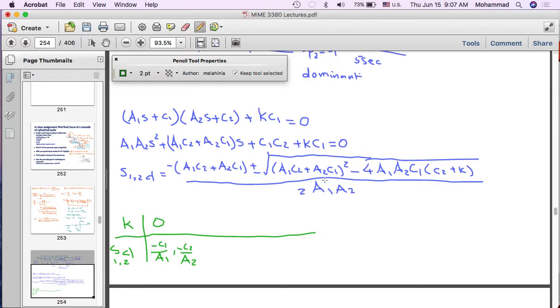It has the potential of becoming larger than this. So at some point, you will start having a negative number under the square root, which means what? Which means the two poles will start having imaginary parts. So let's see if that really happens.